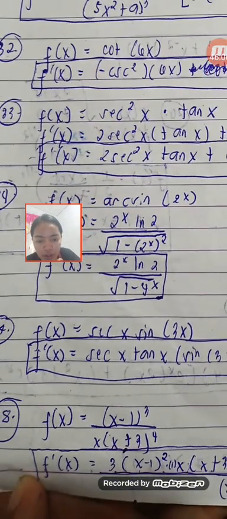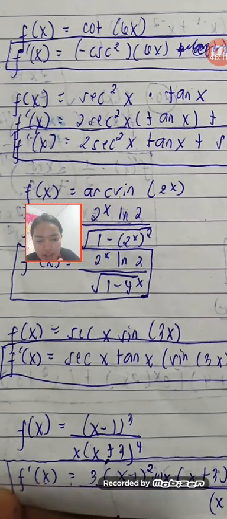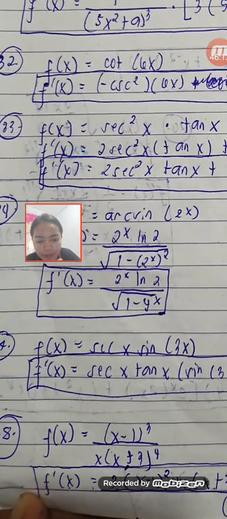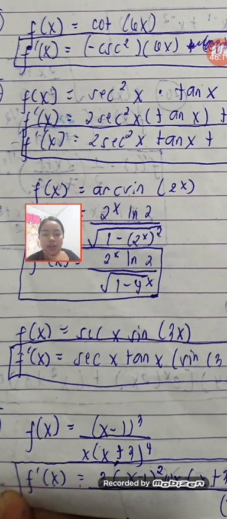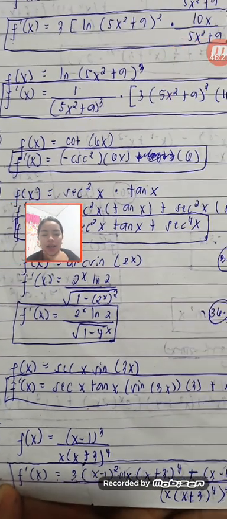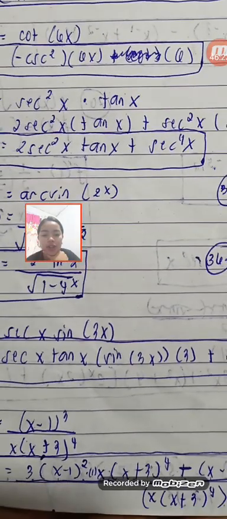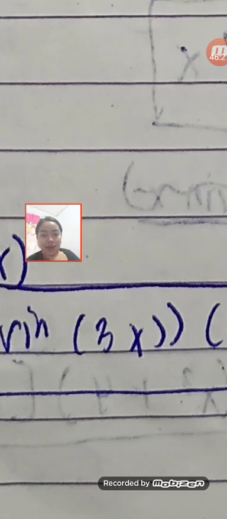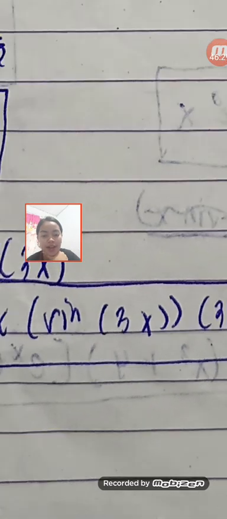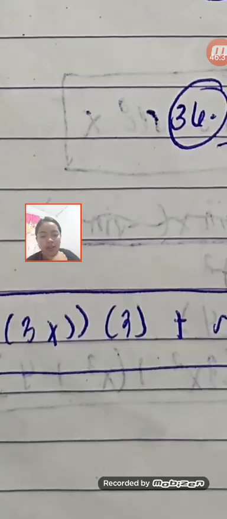This is multiplication. We have u here, which is sec x, and our v here is sin 3x. So this time, we just need the derivative of the first function, which is sec x. The derivative of that is sec x tan x. Copy the second function. And as you can see, we have here 3x, and we need to use the chain rule since there is a chain here. So the derivative of 3x is 3.